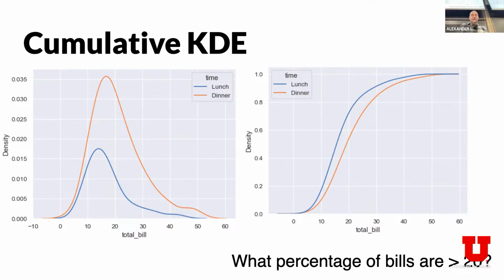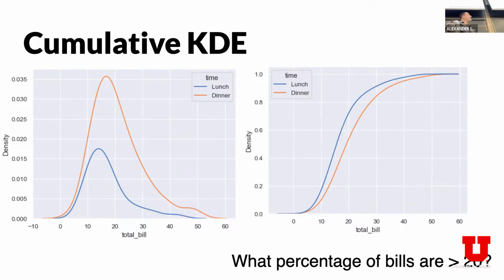And what we can see here, lunch is the blue curve, and dinner is the orange curve. We can see that the total bill amount for lunch peaks a little bit lower than the total bill amount for dinner. Okay, and we see that there's maybe a longer tail for dinner. So there's a few people that spend $60 on dinner, but there's only very few people that spend even $50 for lunch, right? So that's the data set that we see here.